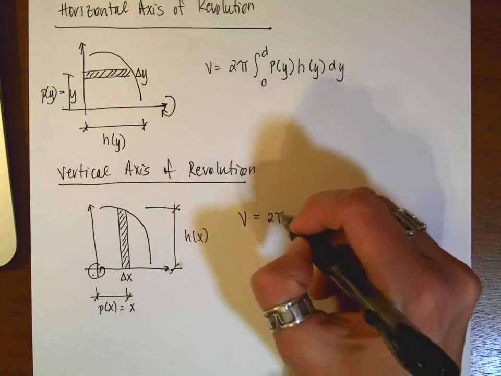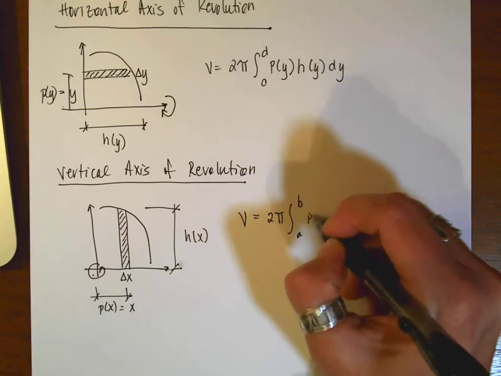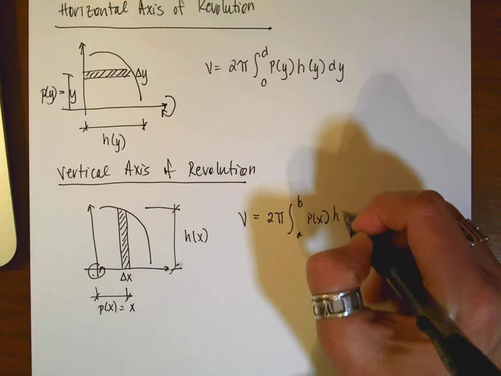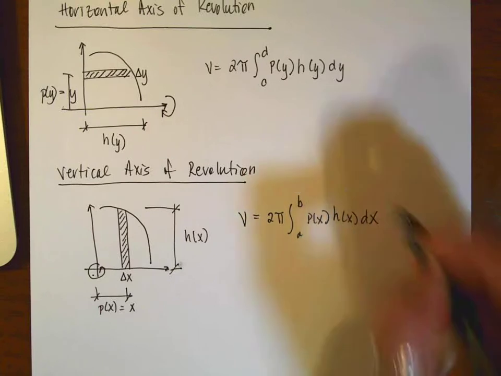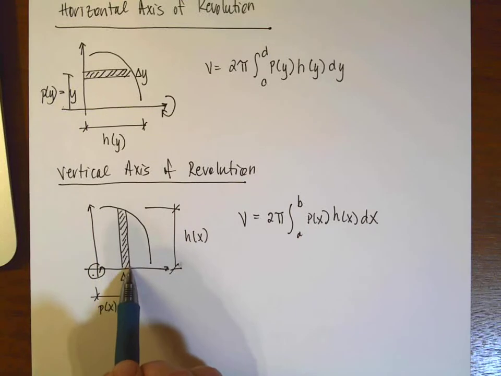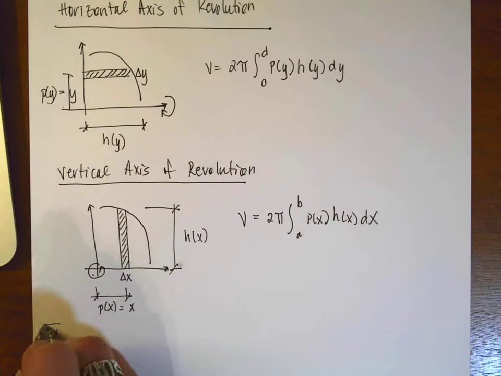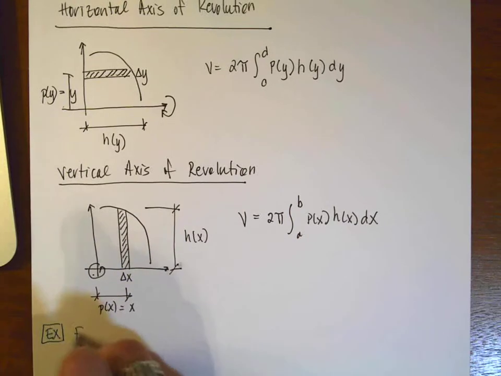So the volume would still be 2 pi. Now I would integrate from a to b, and I would have p of x times h of x dx. So those are the basic formulas. The key thing to remember when I'm doing the shell method is that the rectangles have to be parallel to the axis of rotation. So let's do an example.